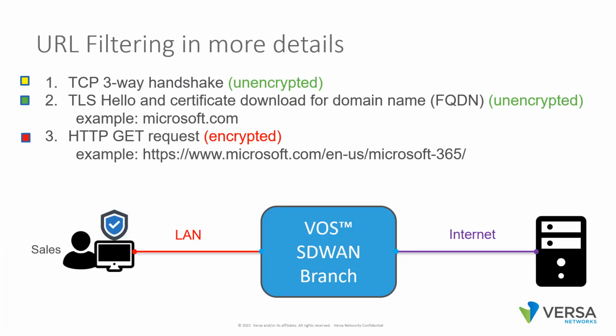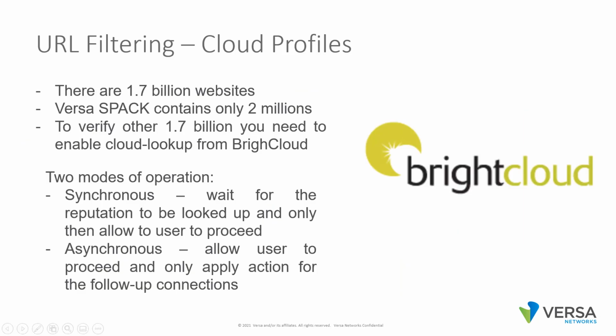Okay, now let's get back to our presentation, and one of the last topics that we're gonna be covering today is URL filtration and cloud profiles. There is an estimate that the world has approximately 1.7 billion websites. So it's a huge number of websites, domain names, and so on. And the Versa premium aspect contains 2 million of the most commonly known and, let's say, the most popular websites which are used by the majority of the users.